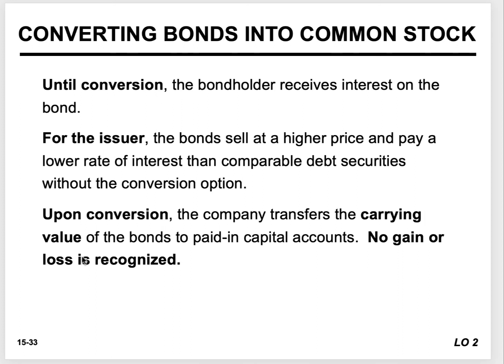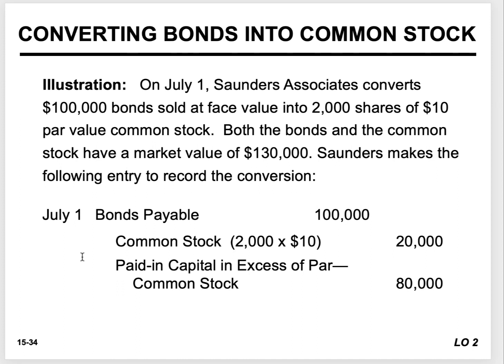What happens on conversion? Well, on conversion, we transfer the carrying value of the bonds to our paid-in capital account. Whenever we're converting bonds, we do not recognize any gains or losses. Okay, let's look at an example. July 1st, Saunders Associates converts a $100,000 bond sold at face value into 2,000 shares of $10 par value common stock. Both the bonds and the common stock have a market value of $130,000.